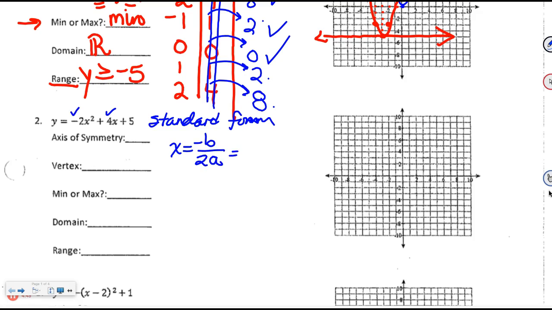So in this case, I'll do the opposite of 4 over 2 times -2. And I get -4 over -4, and that gives me a vertex x coordinate of 1. That also gives me my axis of symmetry, which would be at x equals 1. My domain is always all reals. So really all I need to do is go get that y coordinate of the vertex.